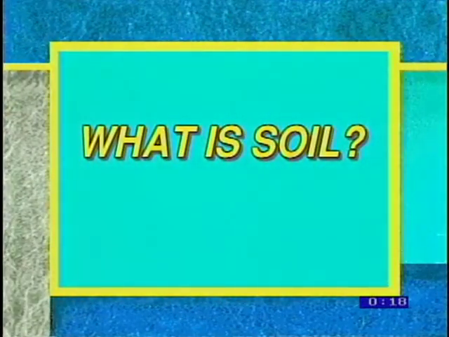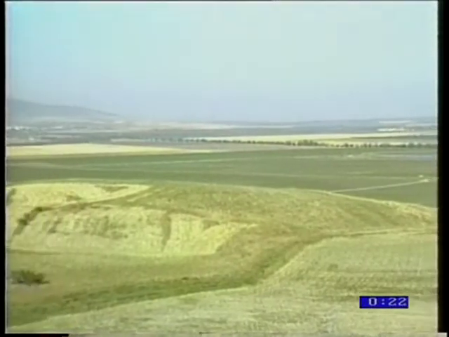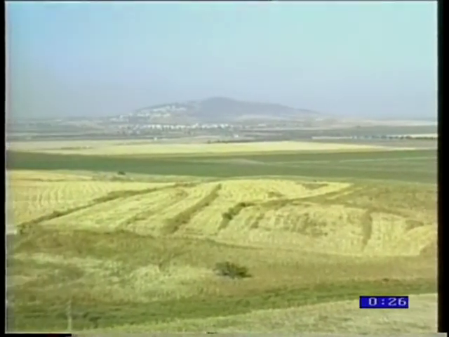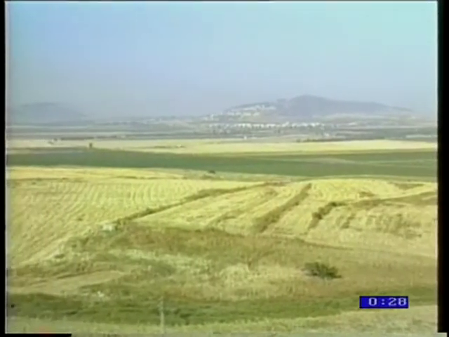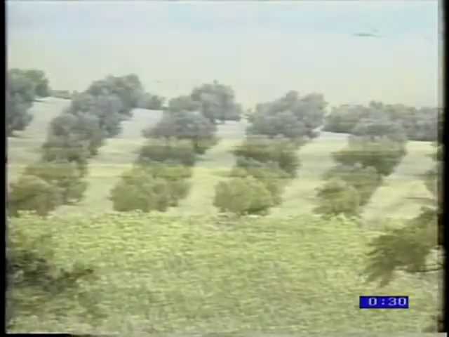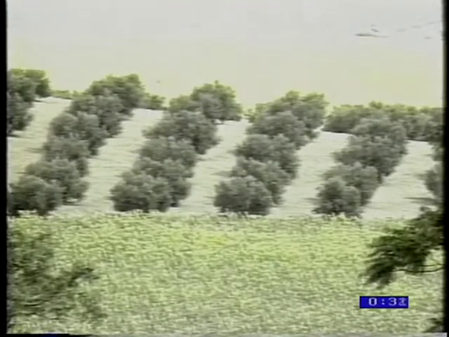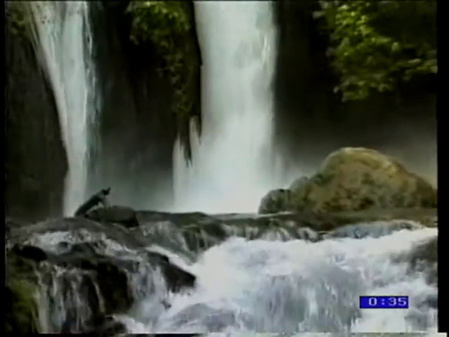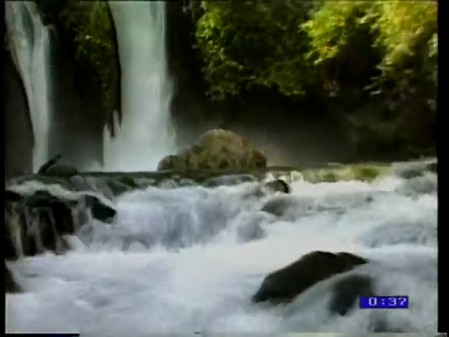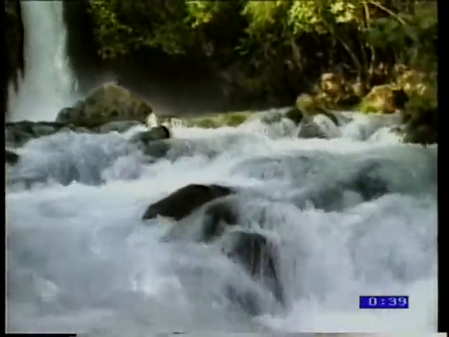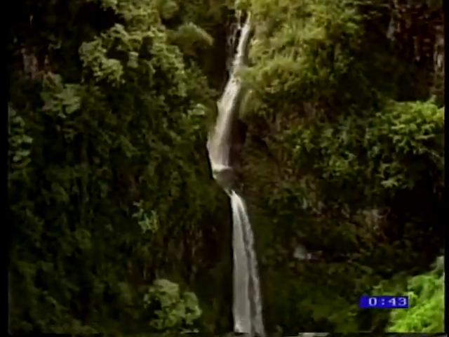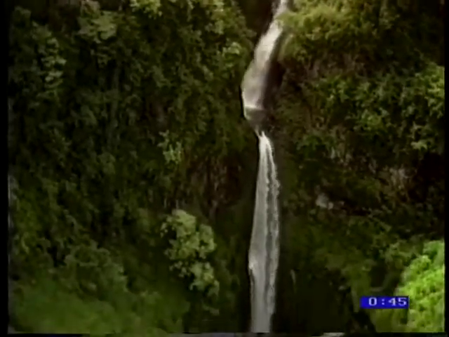What is soil? Soil is a layer of organic and mineral material that covers most of the land surface of the earth. It is one of the most important natural resources we have. Civilizations depend on the quality of their soils to grow their food supplies. Soil has served as a natural filter to purify our underground water supplies. Our planet's soil is constantly changing.